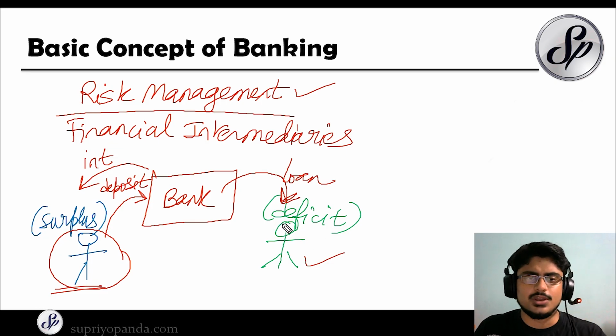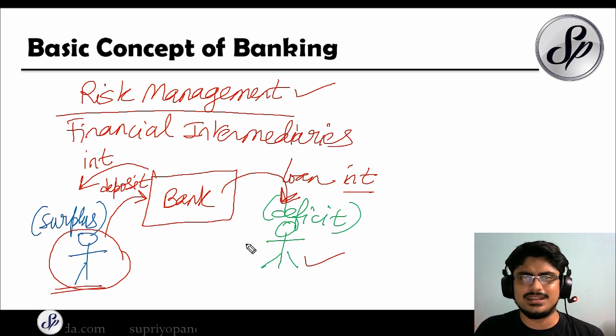Now ask yourself, why should a bank give a loan? It has to be profitable for the bank, isn't it? Otherwise, why would they give? So this loan is also at a certain interest rate. So if the bank is giving 100 to this guy, then what will happen? The bank will expect that I will be getting at least 115, 120, something like that.